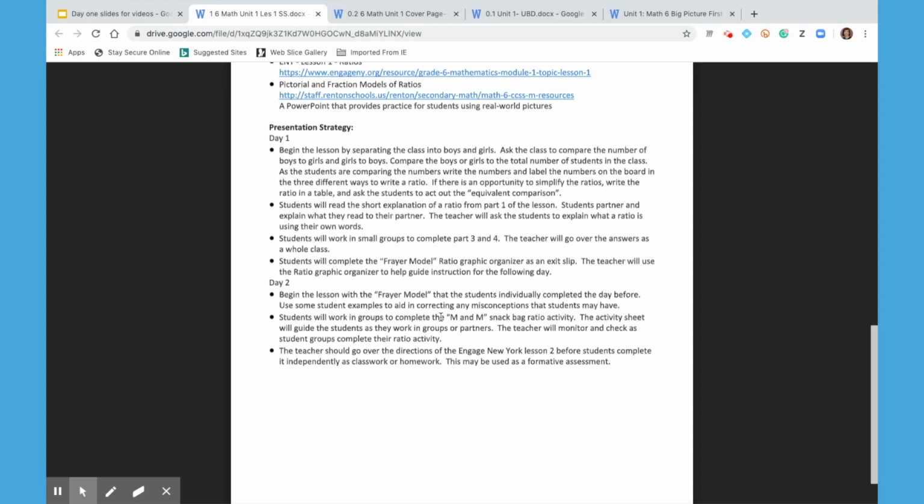And the next, students will complete the Frayer model. Then day 2, begin the lesson with the Frayer model. Then the next bullet, students will work in groups to complete. And the teacher should go over the directions, and that can be used as a formative assessment for independent classwork or homework. So this is the end of your Unit 1, Lesson 1.